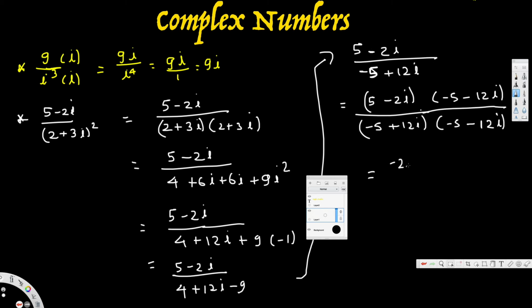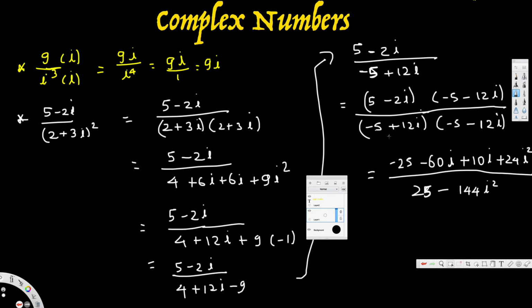5 times negative 5 is negative 25. 5 times negative 12 is negative 60i. Then negative 2i times negative 5 is plus 10i. And then negative 2i times negative 12i is plus 24i squared. In the denominator, this is a conjugate, and whenever we have a conjugate we can directly take the square of the first number and the square of the second number, and put minus in between. So basically this is going to become 25 minus 144i squared.